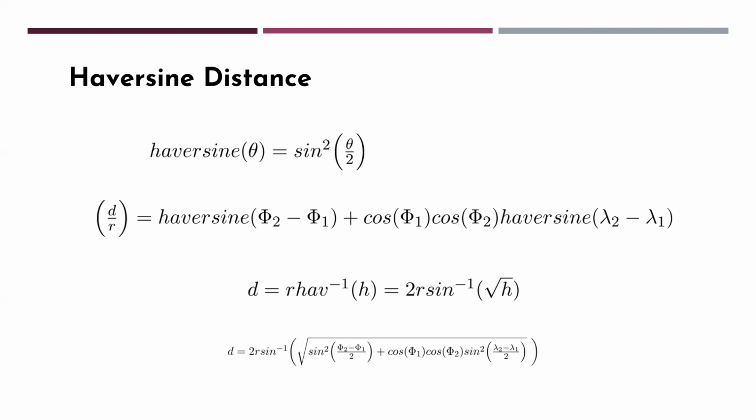Solving for d by applying the inverse haversine or by using the inverse sine function, we get d is equal to r times the inverse haversine of h, equal to 2r sine inverse of the square root of h. Or we can say it is 2r sine inverse of the square root of sine square of (phi 2 minus phi 1) by 2 plus cos phi 1 cos phi 2 sine square of (lambda 2 minus lambda 1) by 2.